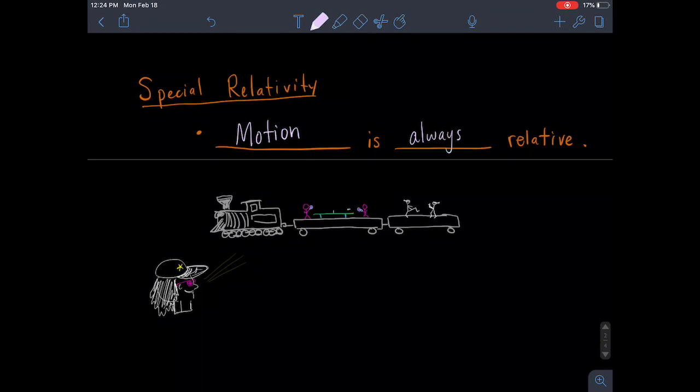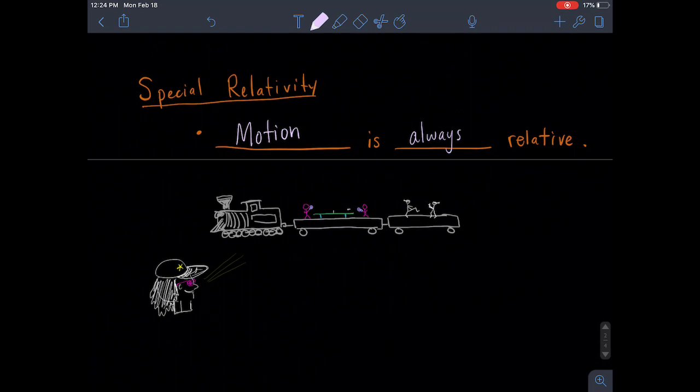And so if we look at it in the frame of the classroom, it's relative to the classroom, you're not moving. If we think about, are you moving in relation to the school? No, you're not moving relative to the school. Are you moving in relation to Fort Collins? No, you're not moving in relation to Fort Collins.